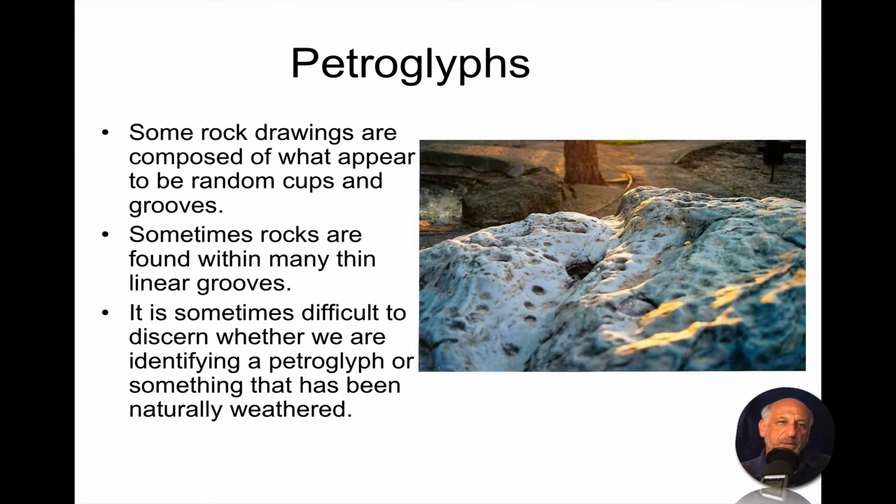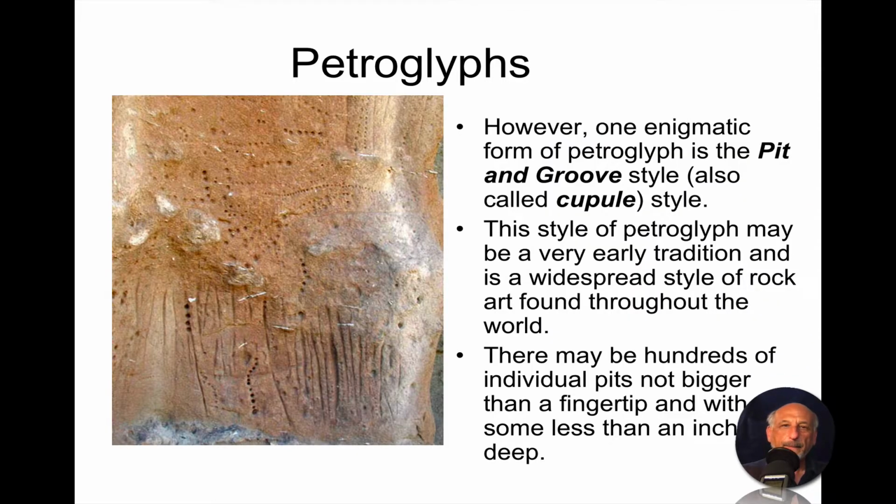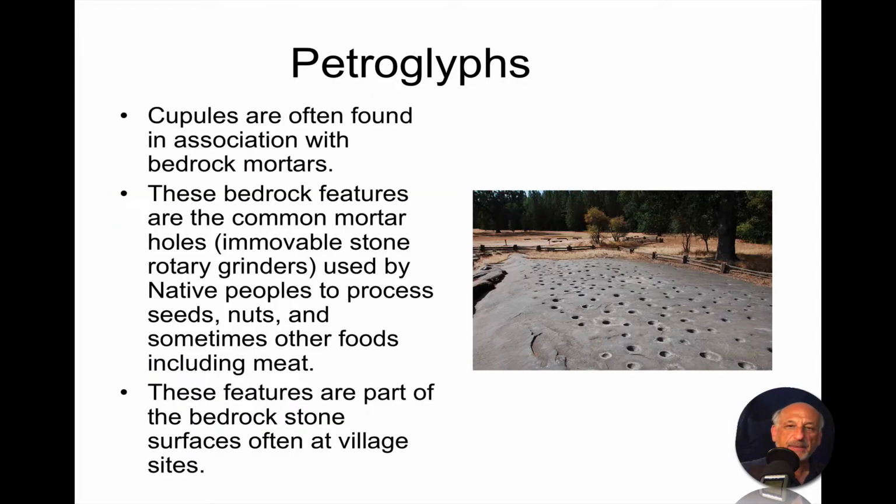Some rock drawings are composed of what appear to be random cups and grooves, and sometimes rocks are found with many thin linear grooves. It's sometimes difficult to identify whether these are natural or cultural. One enigmatic form of a petroglyph, a rock drawing, is called the pit and groove style. It's also called cupules. This style of rock drawing is one of the earliest traditions of rock art in the world. There may be hundreds of individual pits, not bigger than a fingertip. Some are less than an inch deep.